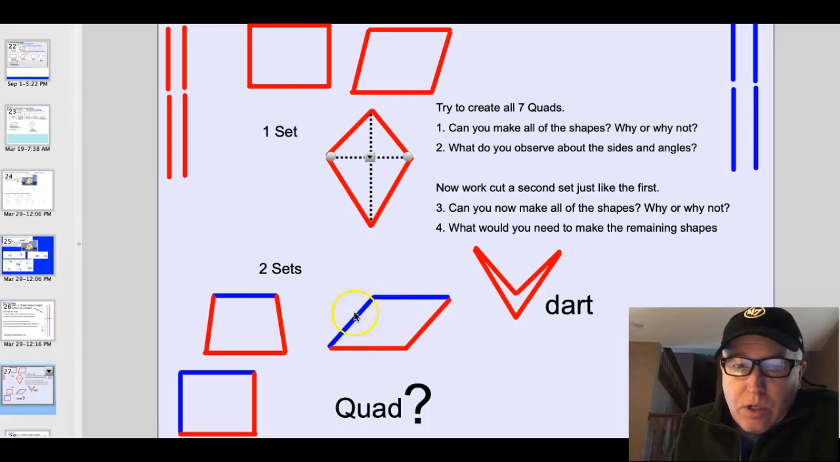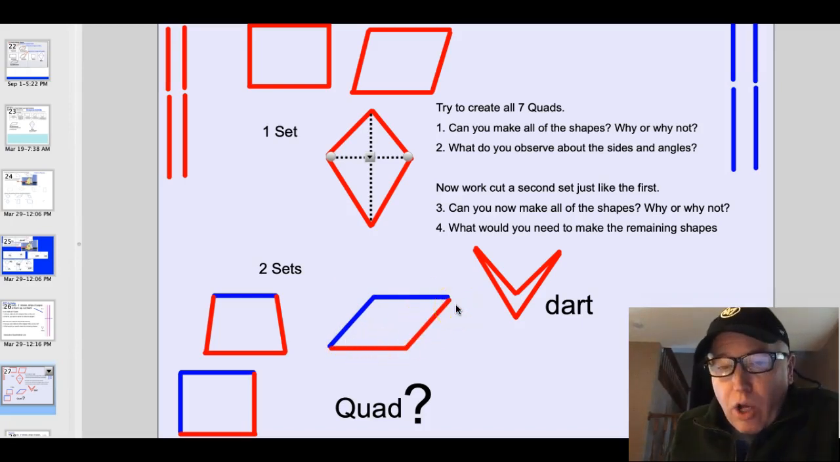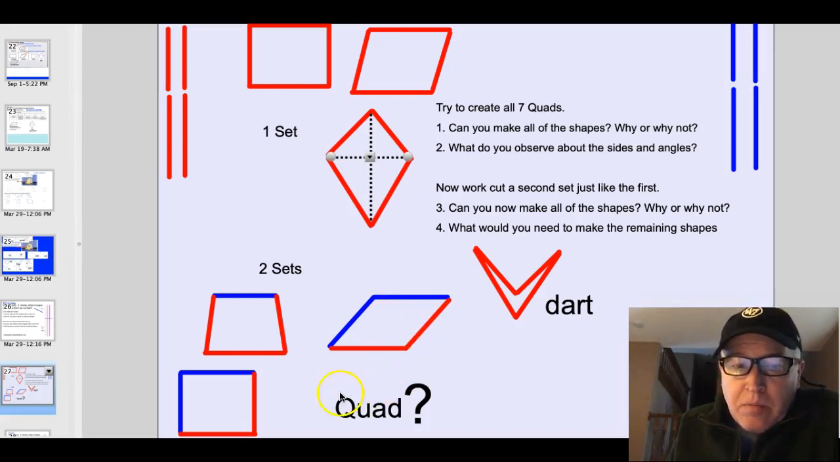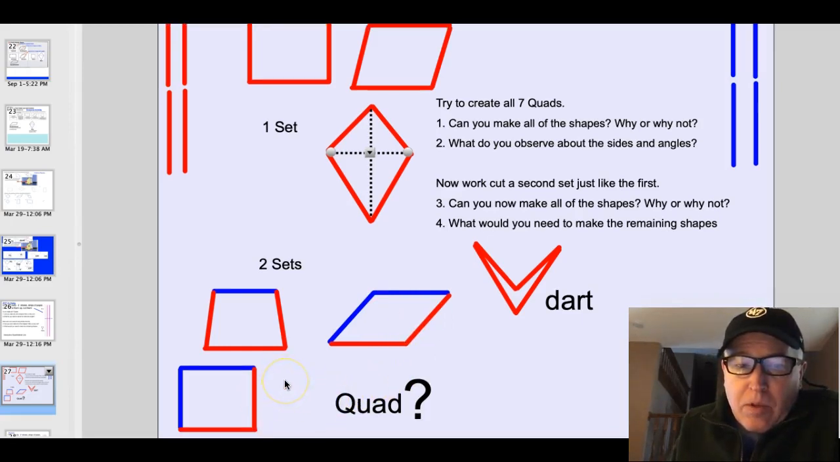If you use 2 blue short ones and 2 red short ones, or 2 long blue ones and 2 long red ones, you can make a rhombus. Over here you can make a square if you use 4 short or 4 long too. That's just like the rhombus.